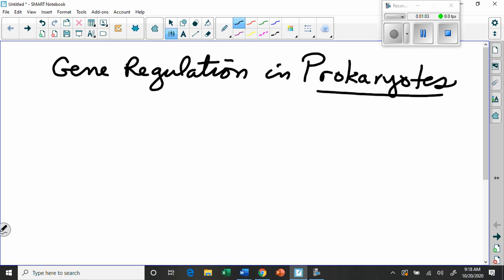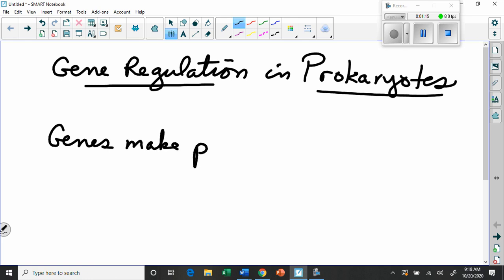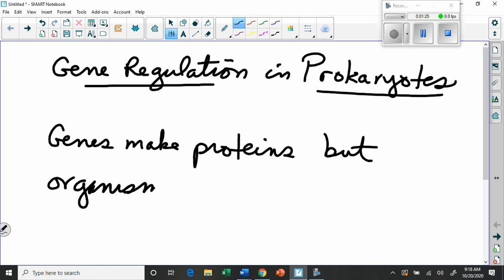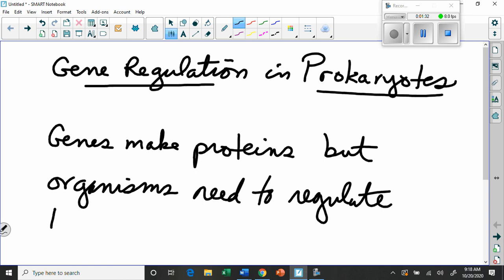And essentially, what we mean by gene regulation is that you have to be able to turn genes on and off because genes make proteins, right? That's what they do. They code for proteins. They don't actually make them, but we've seen the process. So genes make proteins, but organisms need to regulate how much of those proteins they have. So you have to be able to turn genes on and off.